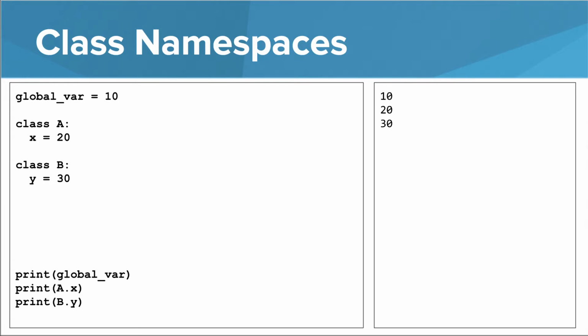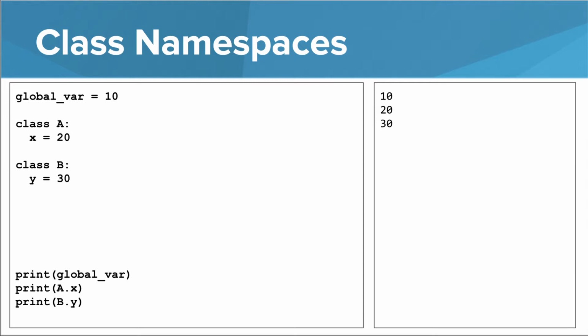We have class A and class B. Now, in this scenario, we have a global variable in the global namespace equal to 10. Inside the class A, we have a class variable x that's equal to 20. Inside the class B, we have a class variable y that's equal to 30. And when we print out global variable, it's printing out that global var value 10.